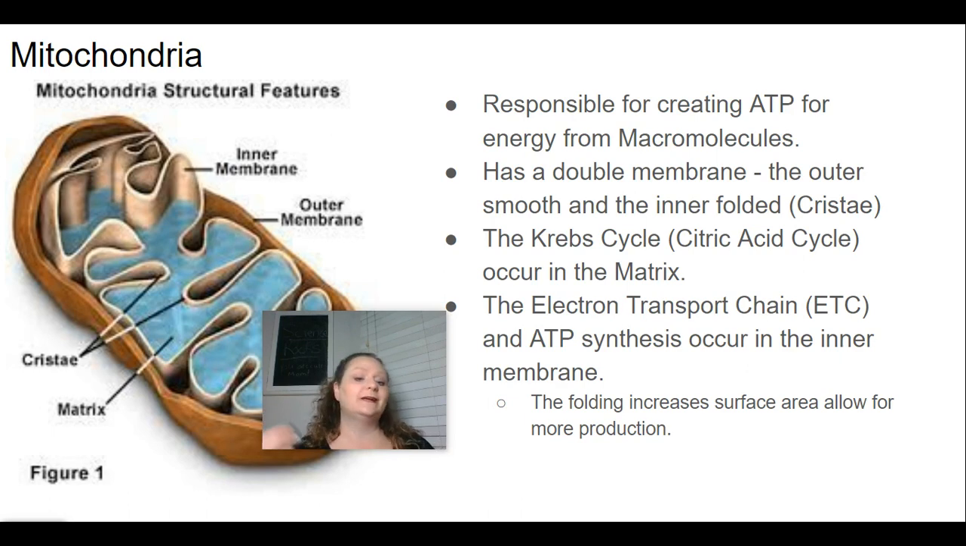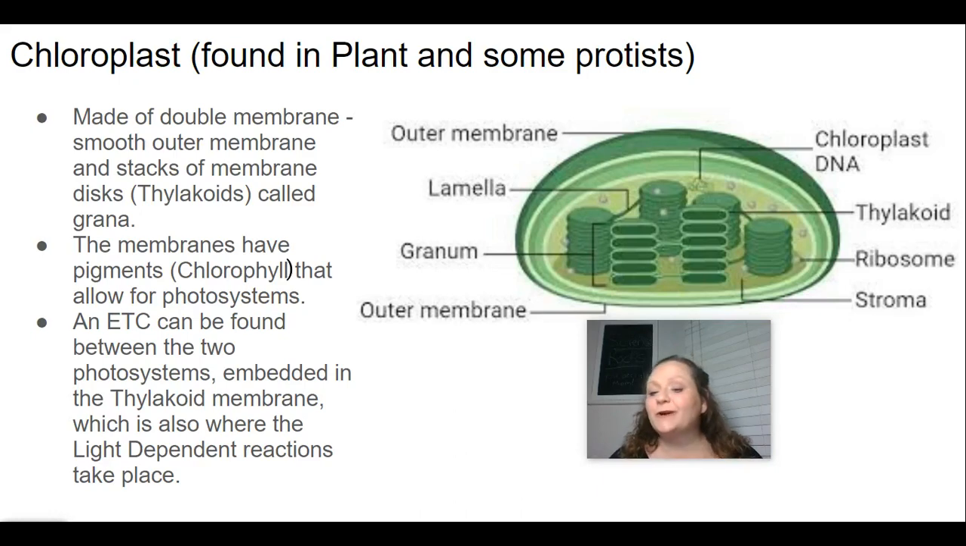Without enough energy, we end up in sort of a metabolic distress. The last organelle I'm going to talk about today is the chloroplast. Now, the chloroplast is not found in all cells, and not even all eukaryotic cells. It's only going to be found in cells that can do photosynthesis, so plant cells and some protists. It also has a double membrane, just like your mitochondria.